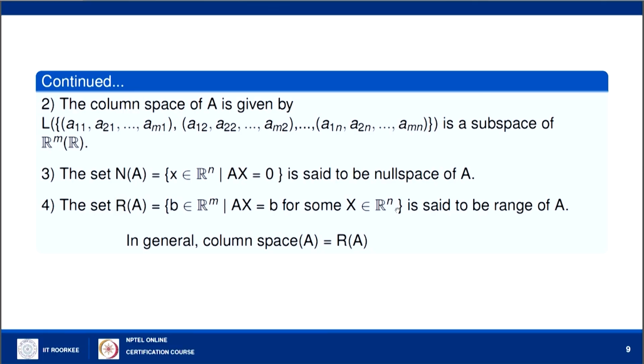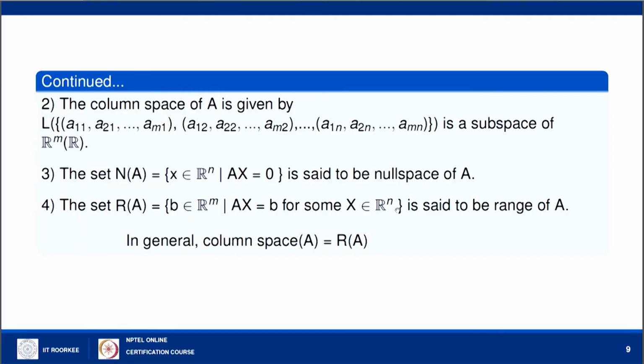So, these are the 4 important subspaces related to a matrix, and we frequently use these subspaces in machine learning, especially for dimensionality reduction concepts like principal component analysis and kernel based dimensionality reduction algorithms. So, one should know all these 4 subspaces.